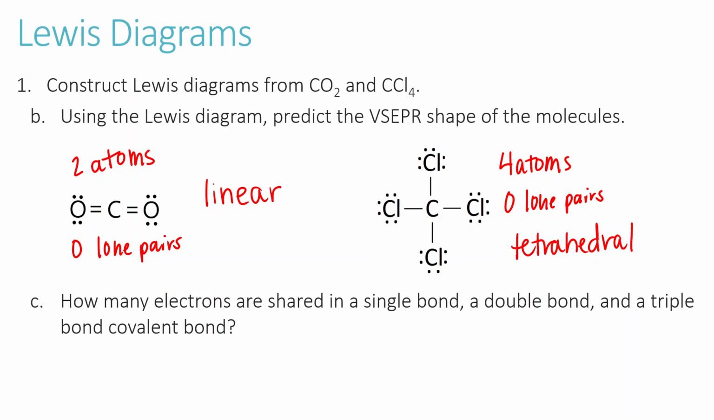So how many electrons are shared in a single, double, and triple bond? Single bond is going to be 2 electrons. A double bond is going to be 4 electrons. And a triple bond is going to be, excuse me, not 3, 6 electrons.